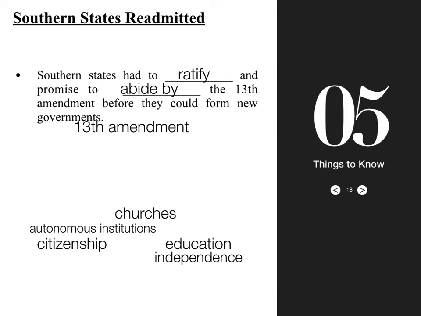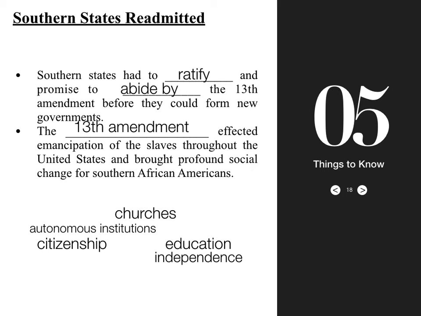Southern states had to ratify and promise to abide by the 13th Amendment before they could form new governments. The 13th Amendment affected emancipation of slaves throughout the United States and brought profound social change for Southern African Americans.